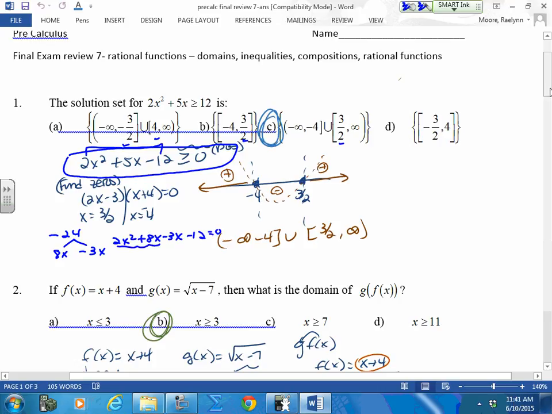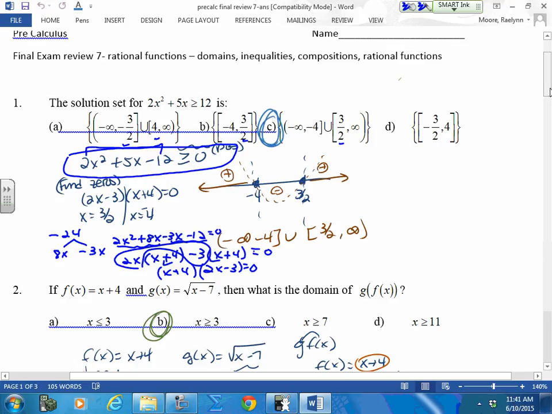What can I take out of this first grouping? I'm left with x plus 4. I need this grouping to come up with an x plus 4. What can I factor out? Negative 3. X plus 4. So here's my common factor, and here's my factor that's left. Set them equal to 0. Those are your critical values.